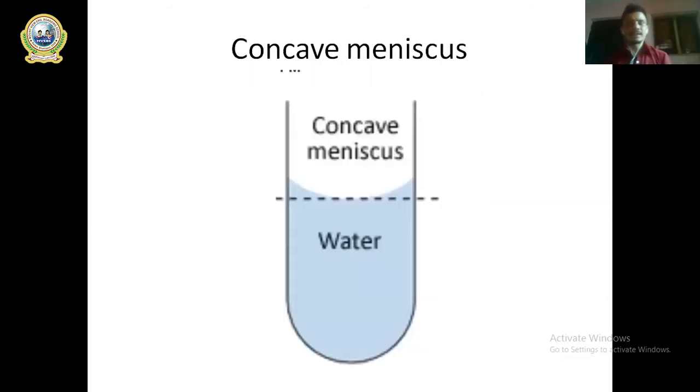What is concave meniscus? Basically, liquid has two types of meniscus. If you put water in a vessel, water appears in this shape. You get the point? See here, the center part is lower. You can see the center part is depressed, meaning it is pushed in a downward direction. And the edges, these edges are raised.